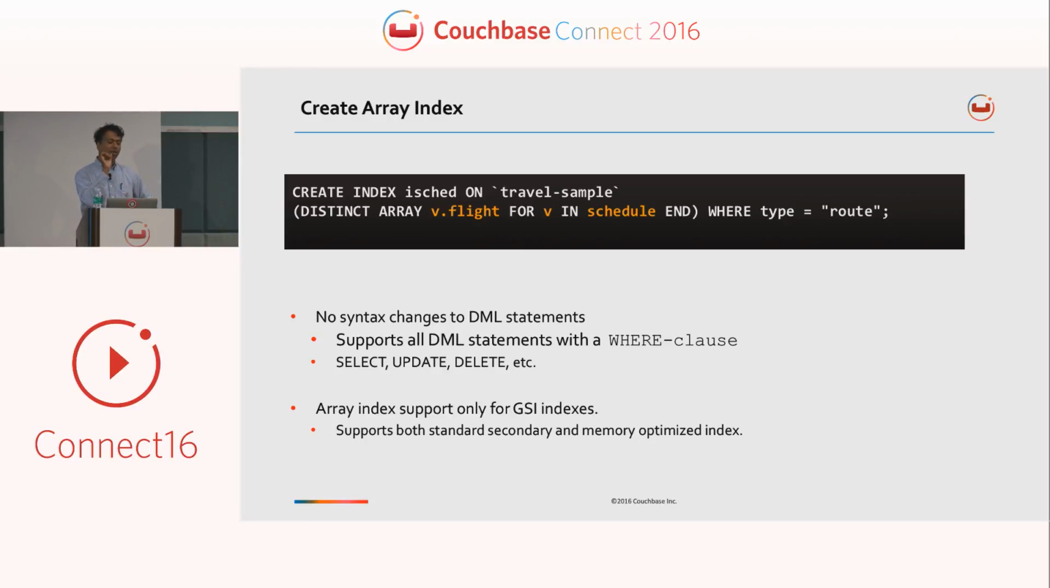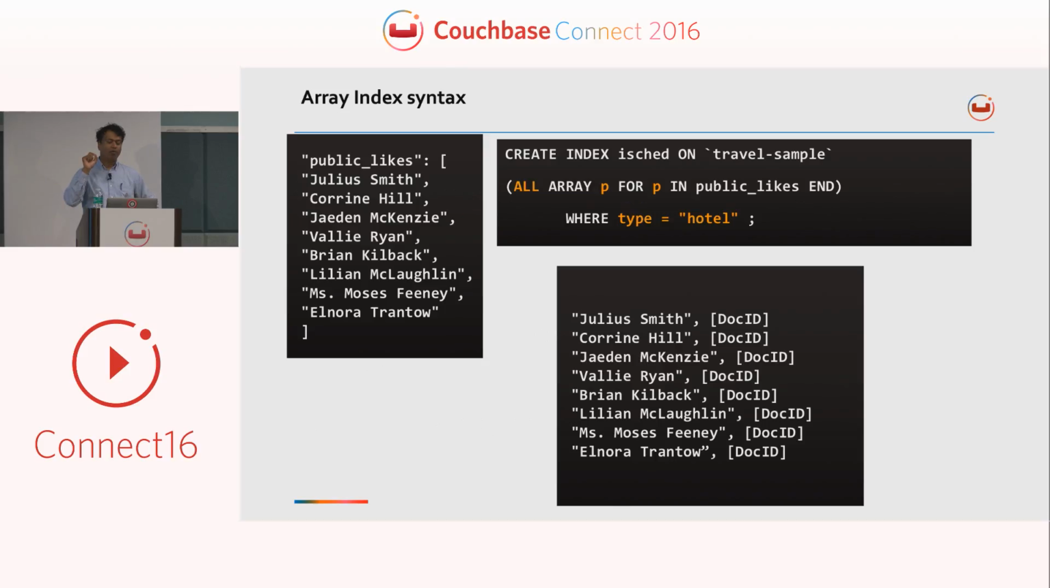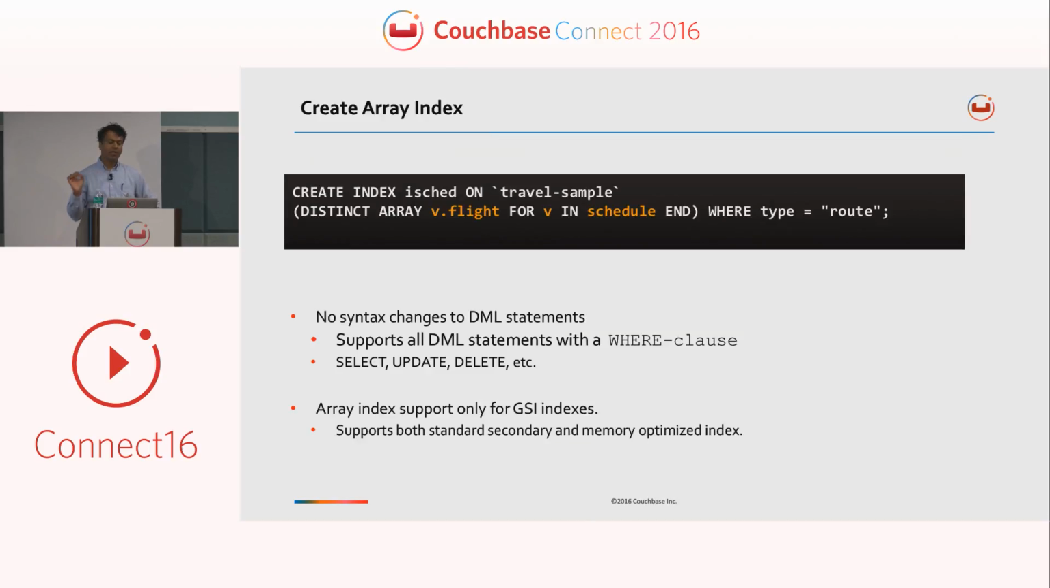I'll come to the distinct later on. Array v.flight, that means that's the core element we are indexing. V is a variable within for the schedule. Remember, in array expression, we had a variable assigned to the array. So this iterates through every element within the schedule, and we are indexing just the flight itself.